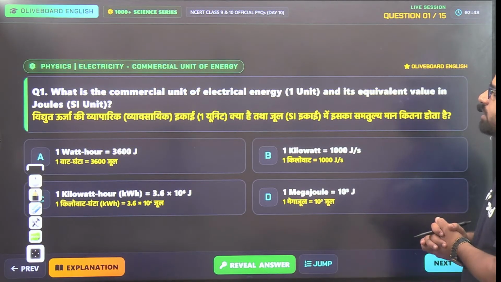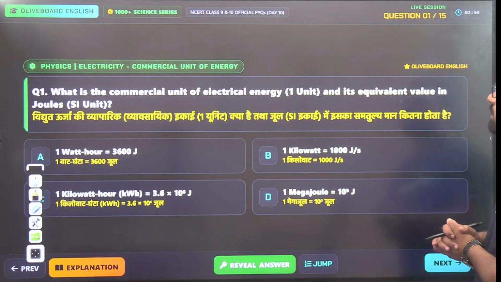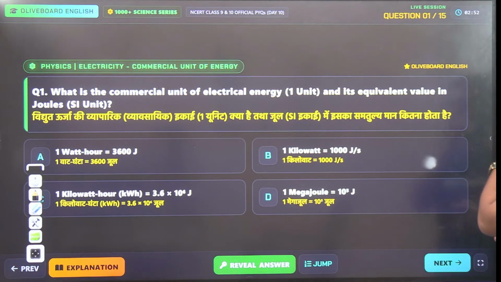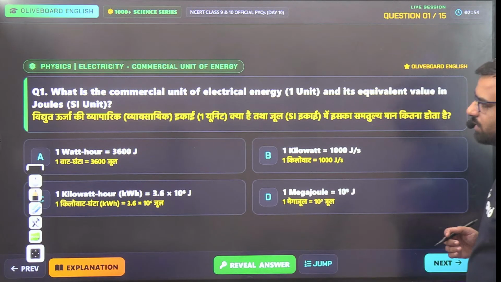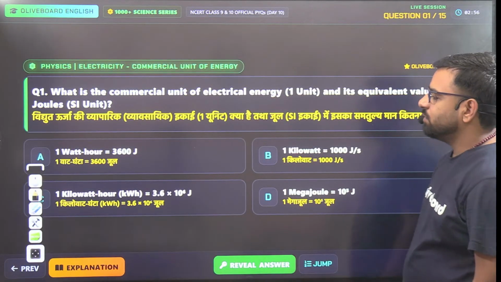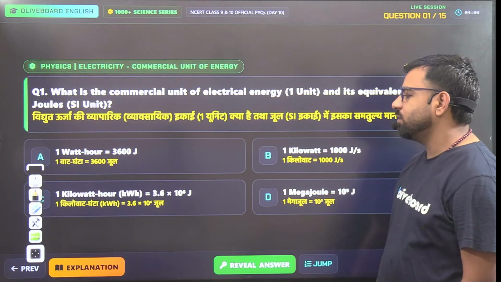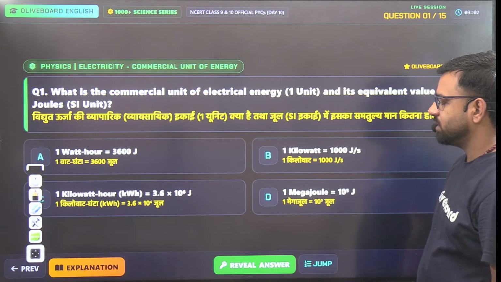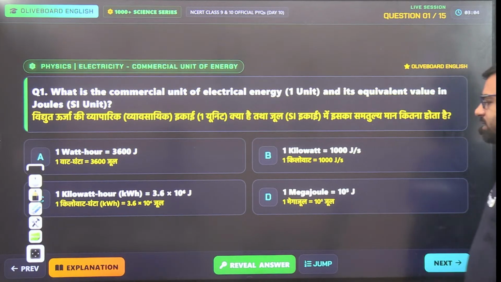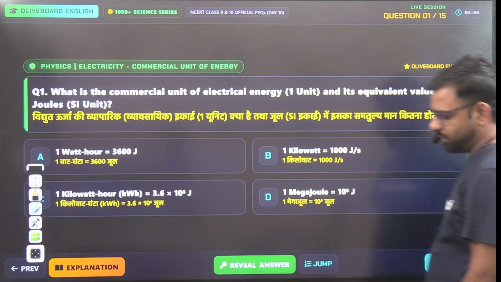What is the commercial unit of energy? I mean electrical energy, one unit and its equivalent value in joules. Is it 1 watt hour is equal to 3600 joules? Is it 1 kilowatt is equal to 1000 joules per second? Is it 1 kilowatt hour is equal to 3.6 into 10 to the 6 joules? Or is it 1 megajoule is equal to 10 to the power 5 joules?